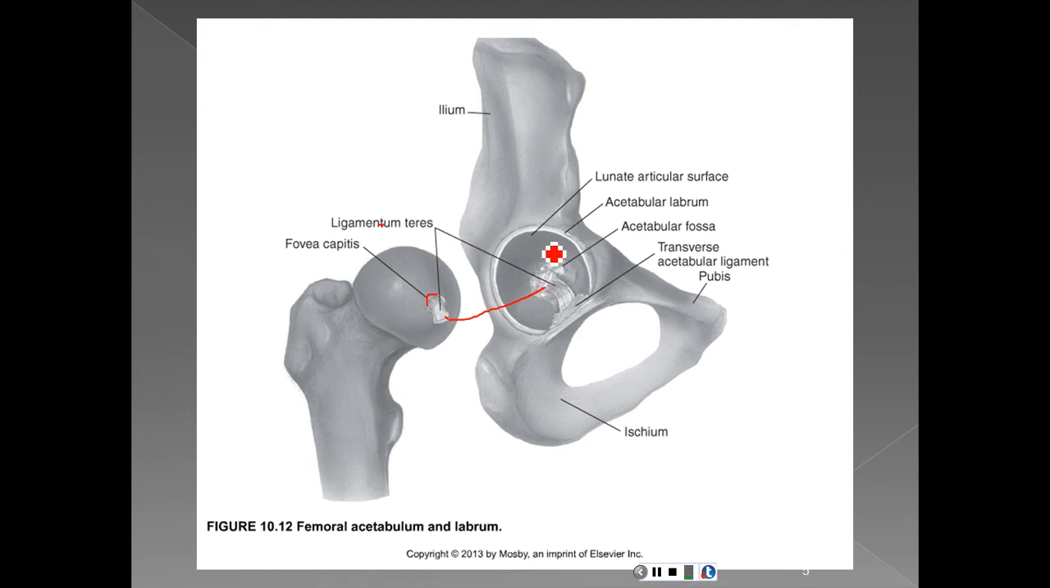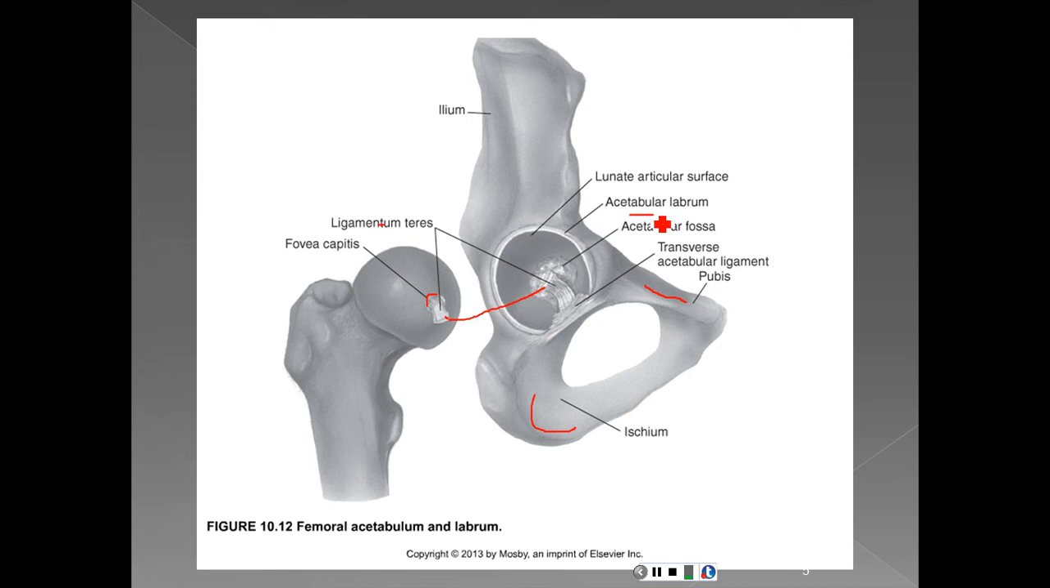It attaches it to the acetabulum. So we have the ischium, which forms the bottom portion. You sit on your ischium, and the pubis is in the front and anterior. So remember, you can palpate the pubic bone or the symphysis pubis, and when you do, you palpate in the anterior portion of the body.